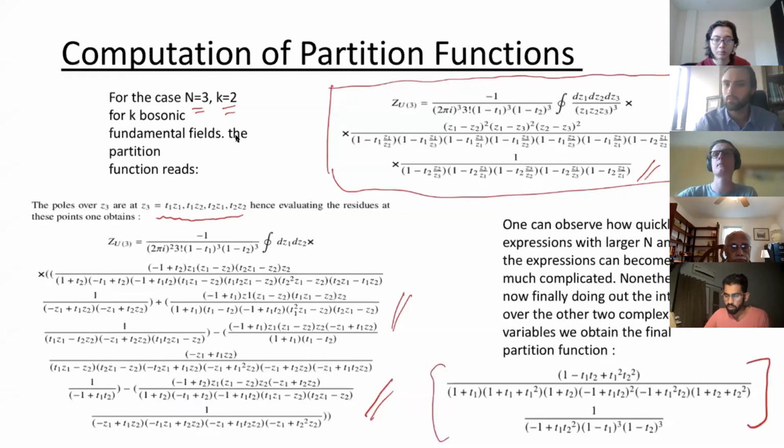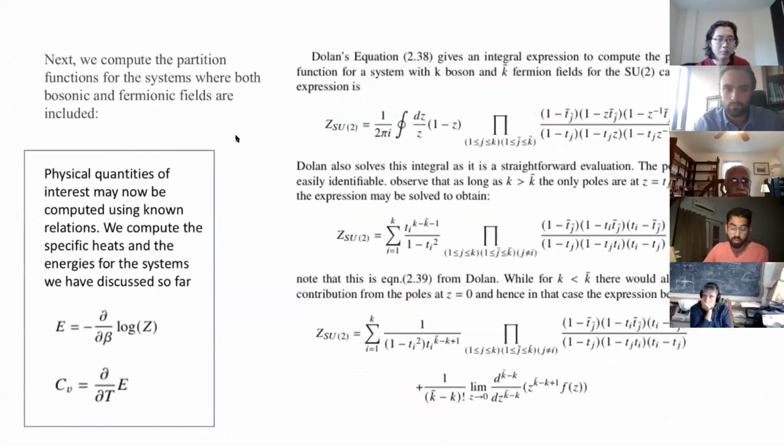Next, I also computed the partition functions for the case where now there are both bosonic and fermionic fields. Dolan's equation 2.38 gives you this particular formula, for the case when there are both bosonic and fermionic fields, well, to be precise, K bosonic and K bar fermionic fields. And I obtain a general formula for them. So compared to the previous expression, this one's more straightforward in the sense that for the case K greater than K prime, the only poles are at Z equals Tj.